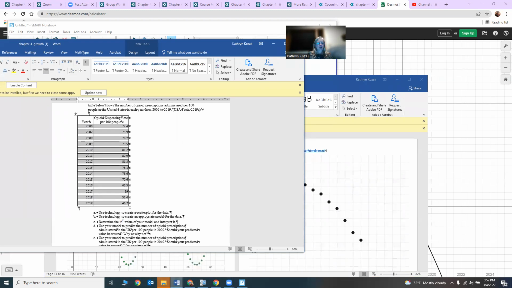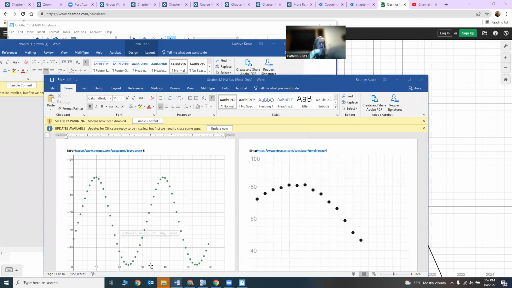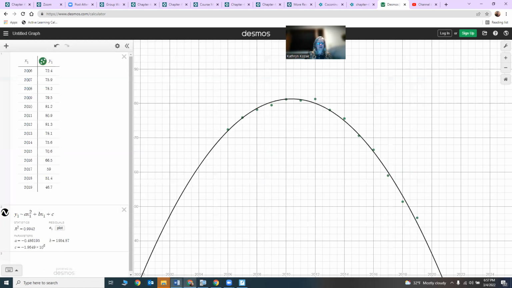The nice thing again about your calculator is you don't have to type it in, whereas in Desmos you would actually have to type it in. So just to show you what that would look like.